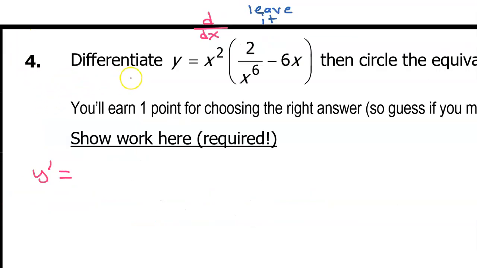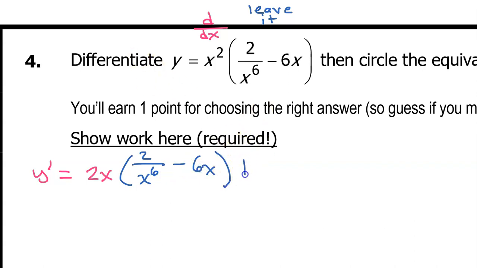Number 4, we need to differentiate this function. So we're finding the derivative. This will be the product rule in action. And for the product rule, you sort of go through this twice. The first time through, you take the derivative of the first factor and you leave the second factor alone. So the derivative of x squared is 2x. And I'm going to leave the second factor alone. So 2 over x to the 6th power minus 6x.